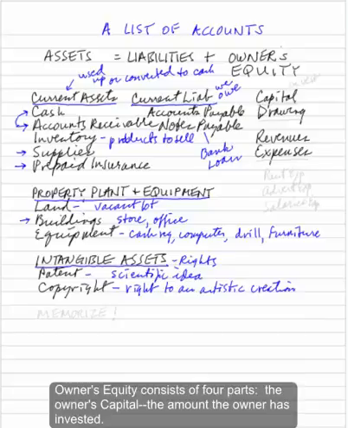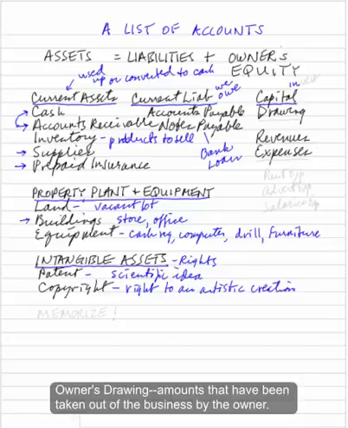All right, and then the third category, owner's equity. I'm just going to give you the titles at this point, and then I will explain them a little more carefully later. But owner's equity has four parts to it. You have the owner's capital. That's usually what the owner invested. You have the drawing. This is where the owner takes money out of the business.